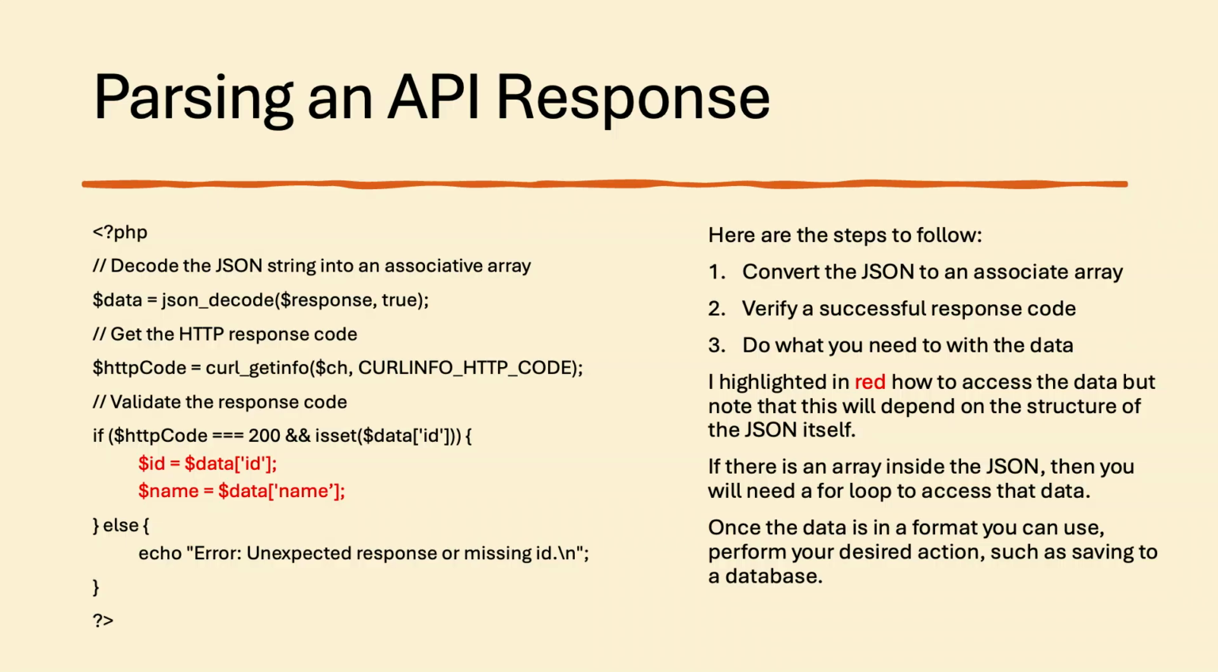So just to summarize what we're looking at here, you convert the JSON to an associative array, you verify the successful response code, and then you do what you need to with the data. So I highlighted in red how to access the data at a very simple level. This would basically be a response that has just one level with ID and name. You could have more data in there.